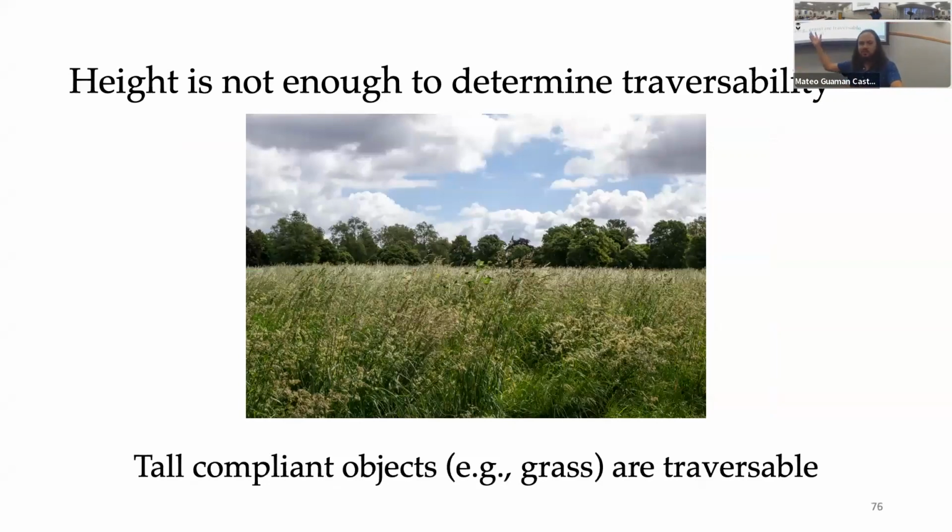And this is enemy number one in off-road driving: tall grass. The other issue is that there are tall compliant objects, such as grass, that are traversable. This is not the only example, but there are things that you can drive over, and usually when you use this formulation with a hard cutout, you have to be very conservative with the threshold.